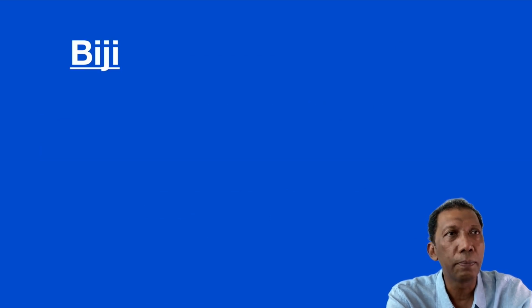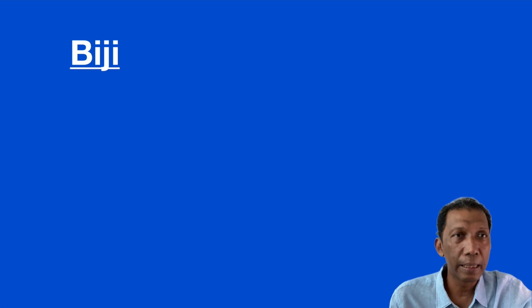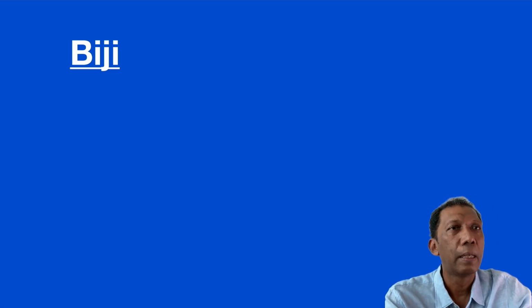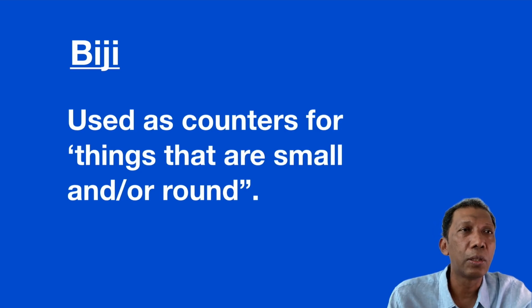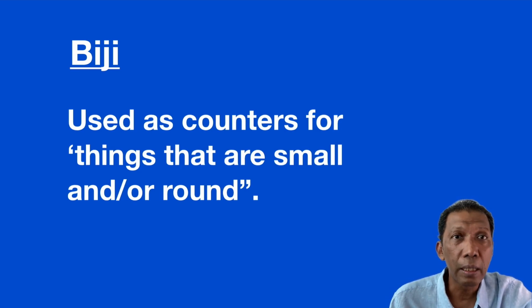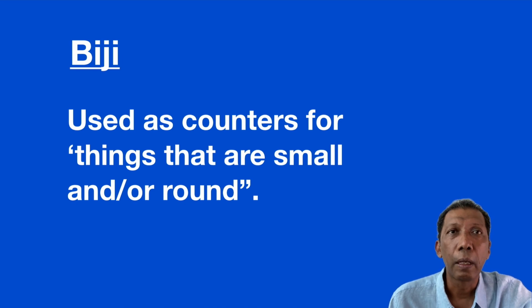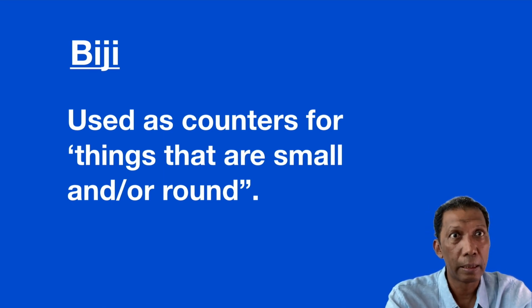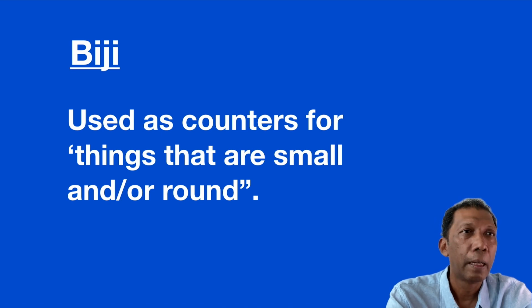Now to continue. The next one we're going to learn is biji. There is a glottal stop at the end of the word biji, just like a glottal stop. It is used as a counter for things that are small and round, or just things that are round. It doesn't have to be small. Anything that is reasonably round.